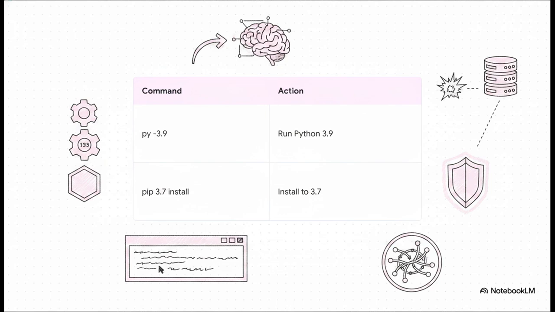So instead of rearranging path variables every single day, you can just type py -3.9 to force the newer Python, or use pip 3.7 install to force a new library specifically into the older version. This is absolutely crucial because AI relies heavily on bleeding-edge libraries. If an installation goes wrong, you really want it isolated. Controlling your versions and your environments is what keeps your whole system from totally corrupting.